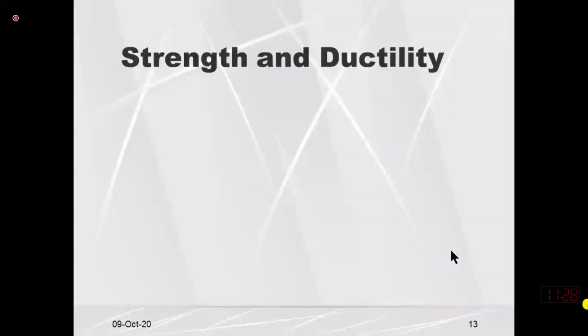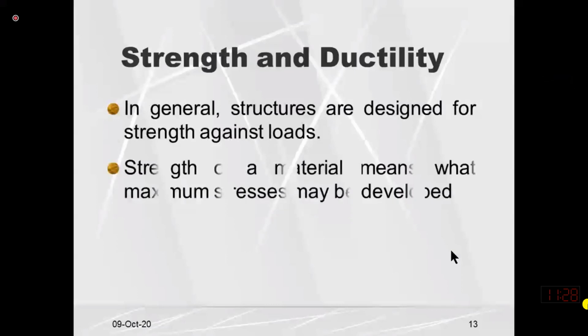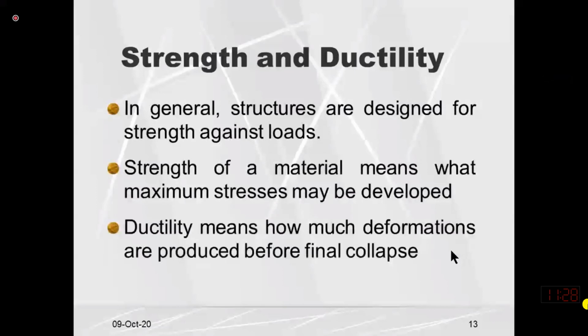Strength and ductility. In general, structures are designed for strength against load. Strength means the stress should not be more than a certain limit, that is, what maximum stress may be developed. Ductility means how much deformation is produced before the final failure. In other words, ductility is the serviceability limit state. So deformation should not be more than a certain point before the final failure, and in the first case, the applied stress should not be more than a certain value.